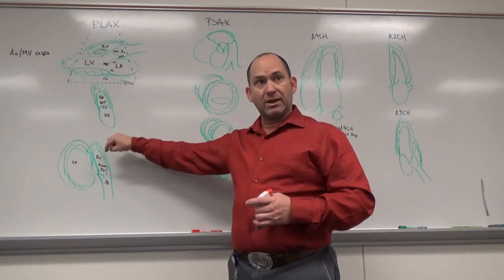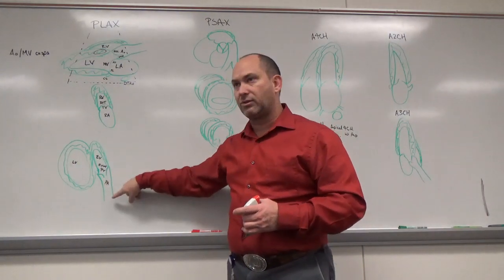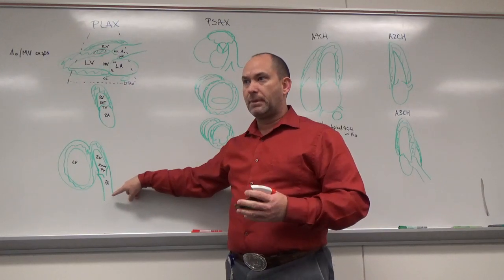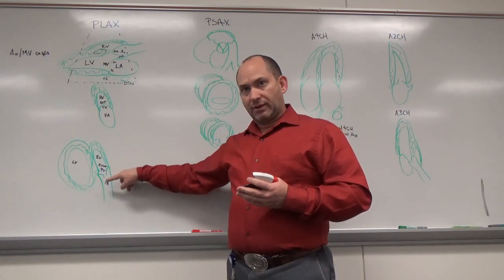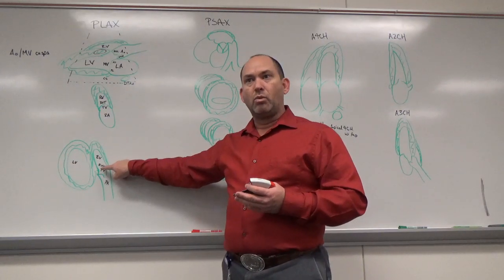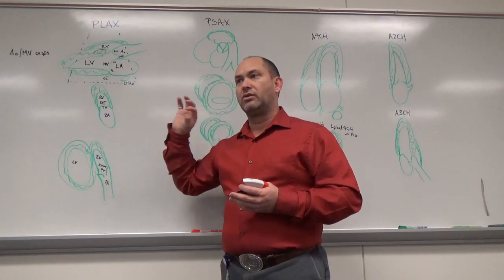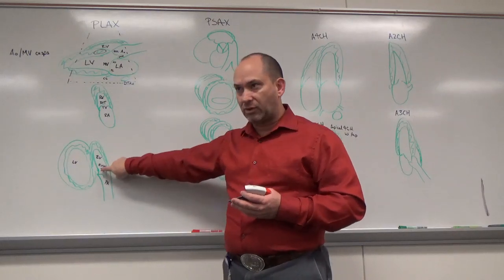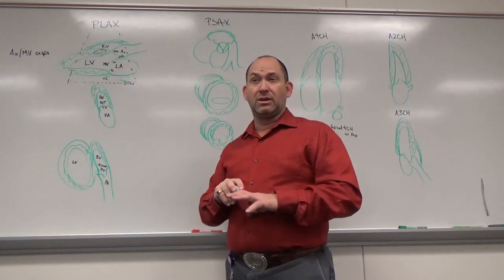This is range specific. If I put continuous wave through there, what's the problem with that? It's not depth specific, so if I'm looking for just the flow right there, I need to know what that flow is. So the pulsed wave gives us a range specific spot, and we're going to measure the acceleration time on this.